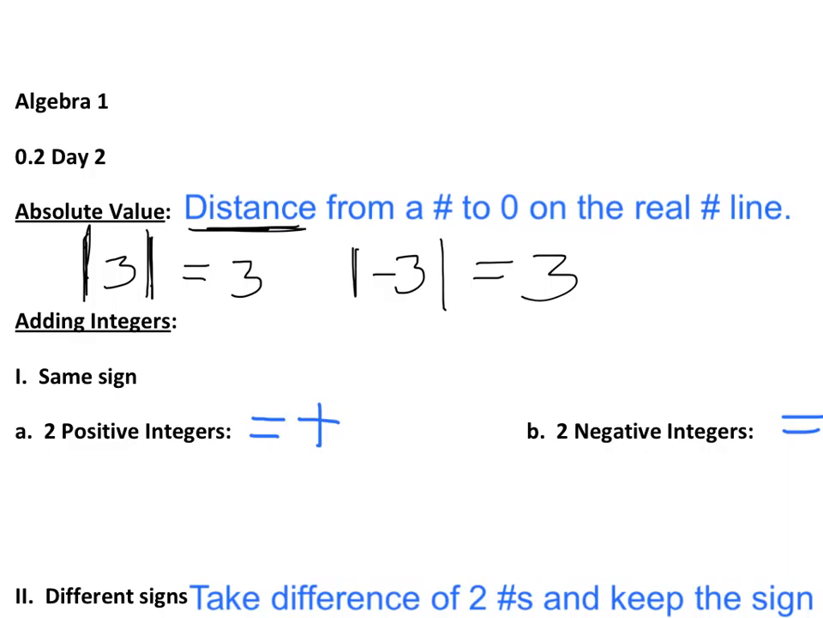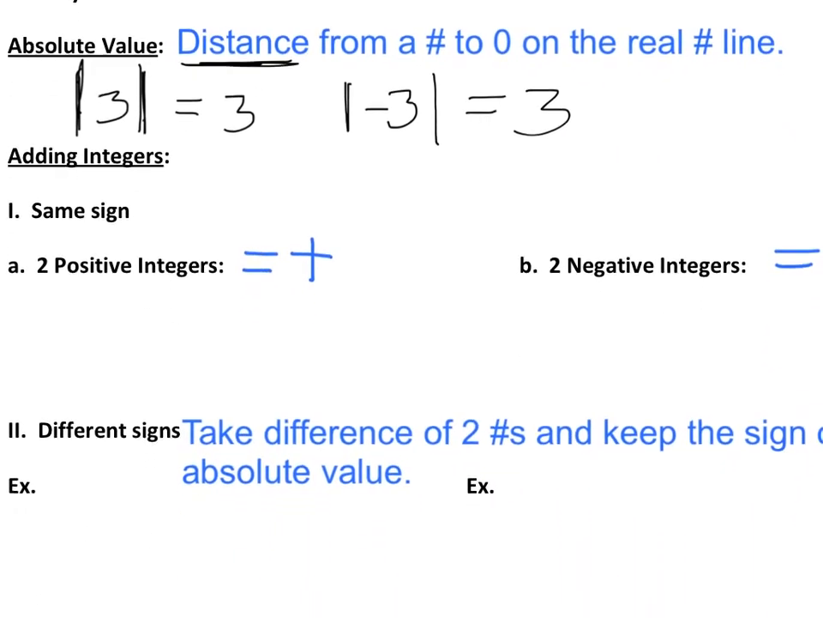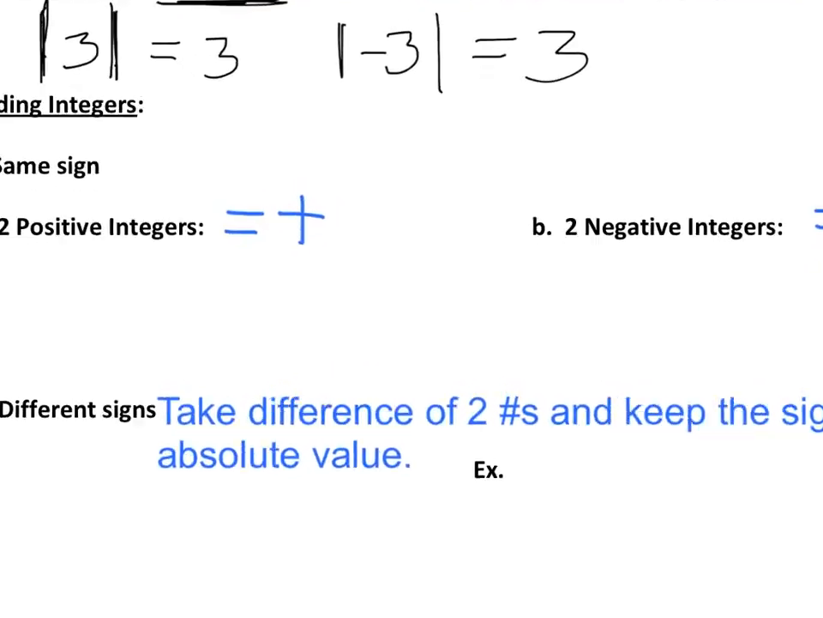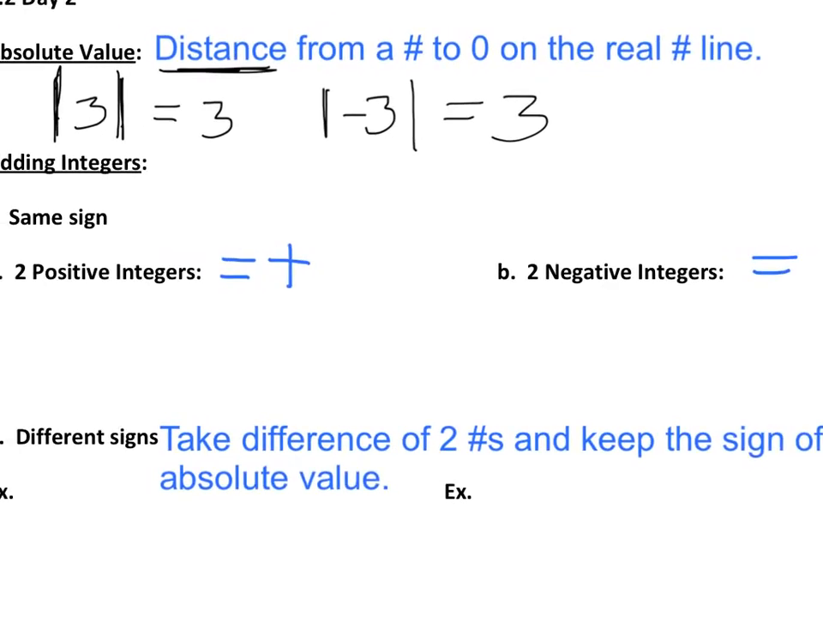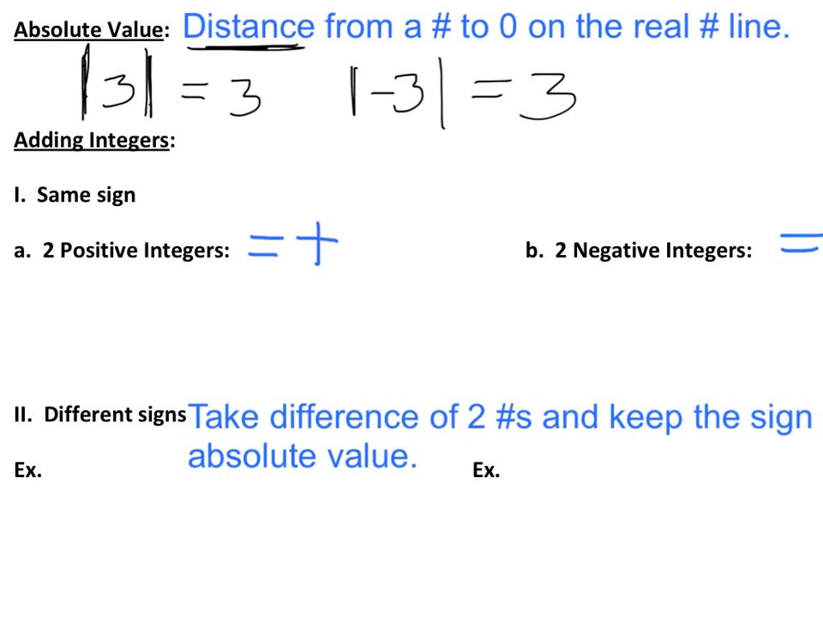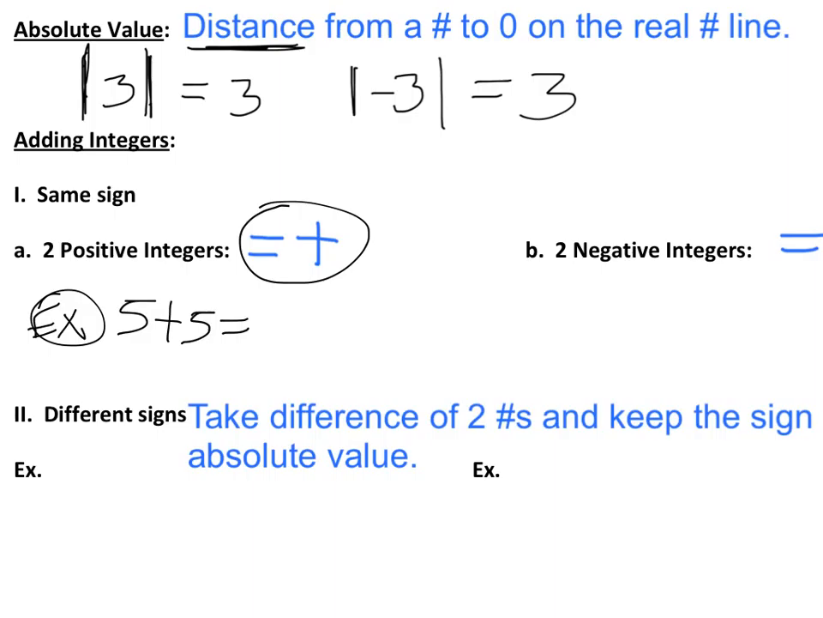All right, when we add integers, if you add two positive numbers, take this down, your sum is going to be a positive. Okay, it's like money. If someone gives you $5, then they give you another $5, well, you have $10. So it's positive right there. There's your example. If I had 5 plus 5, just add the numbers, and your answer is still positive.